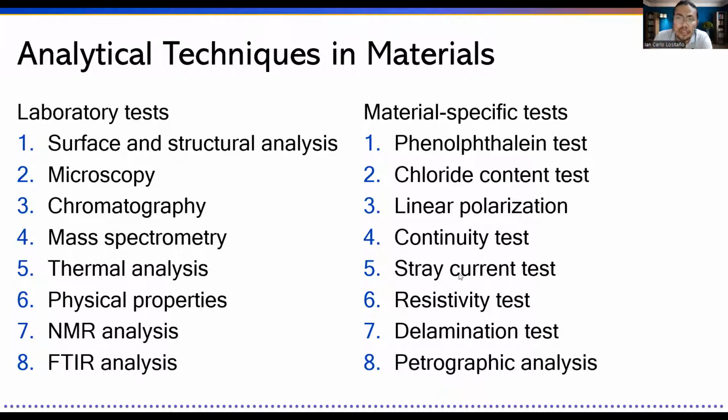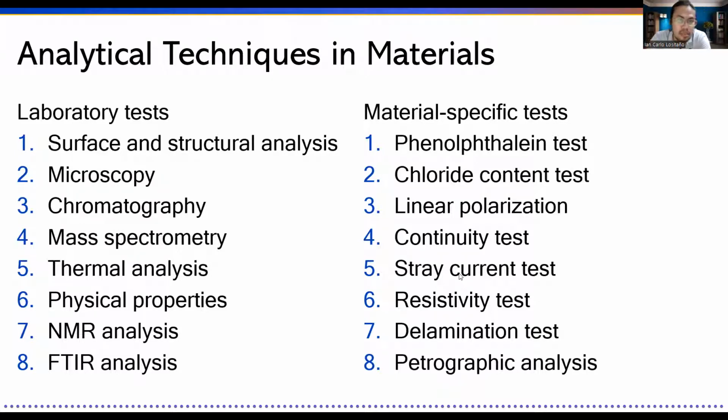Dimensional measurements. Nuclear magnetic resonance analysis or NMR analysis. Nuclear magnetic resonance is a type of spectroscopy, and it gives data on the quality and arrangement of atoms in the system that is being studied. It could be liquid or solid. And for the case of concrete, that is very much possible.